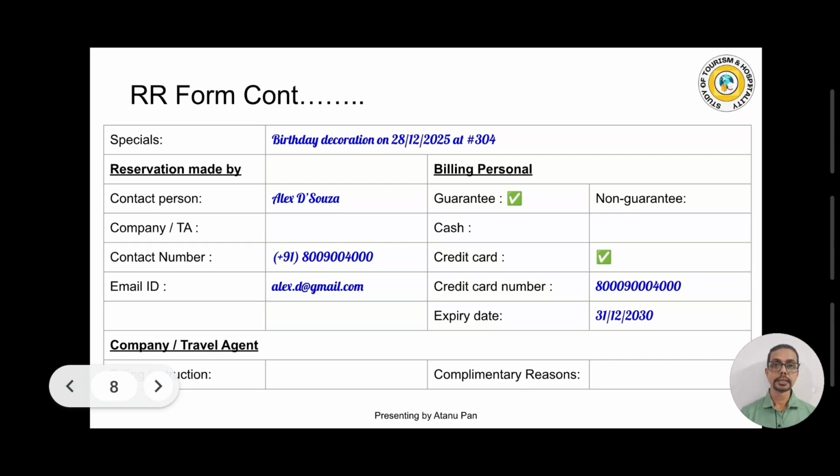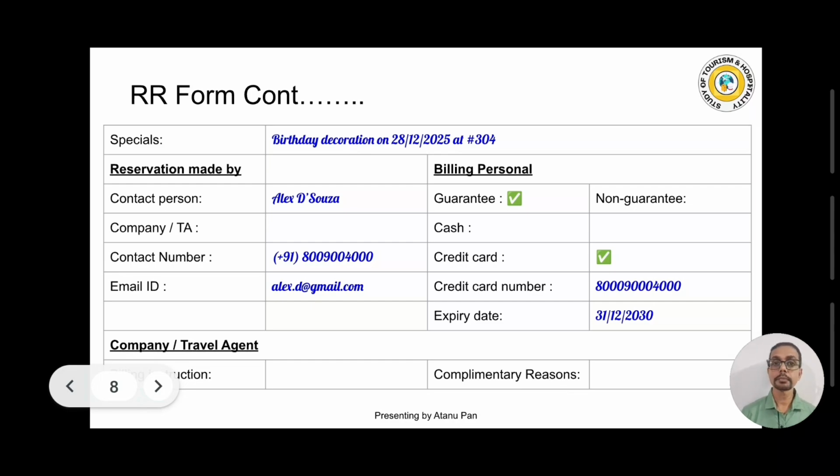In the last part we can see some specials are written. Special means if the guest has any special request, like maybe a birthday celebration. Here I wrote the birthday decoration on 28th of December 2025 at room number 304. So any special request by the guest we will mention there. Next is the reservation made by, who has done the reservation. So here, as I told, Alex D'Souza has himself done the reservation, so I wrote his name.